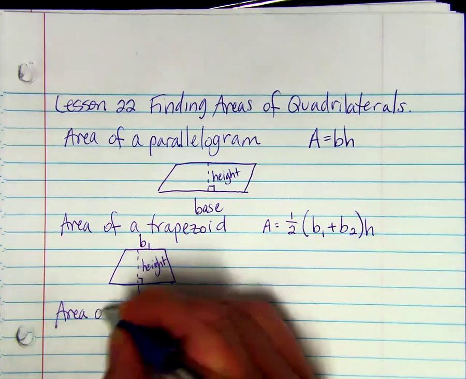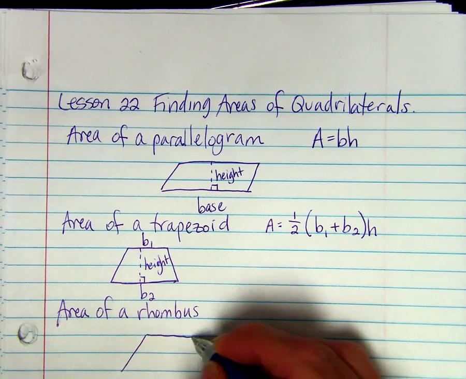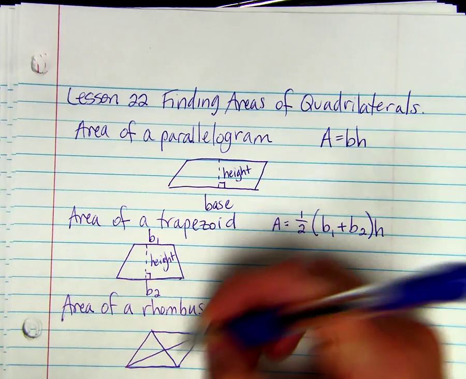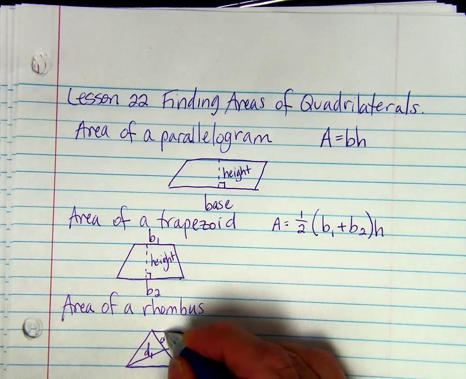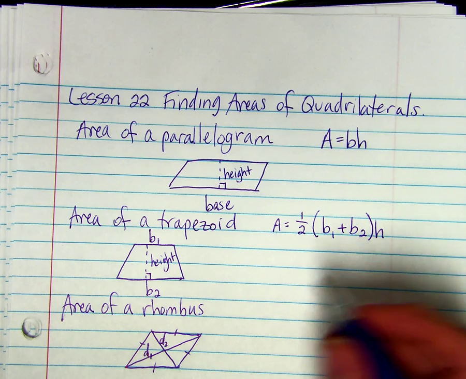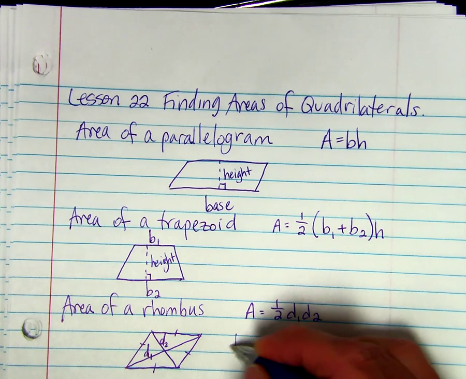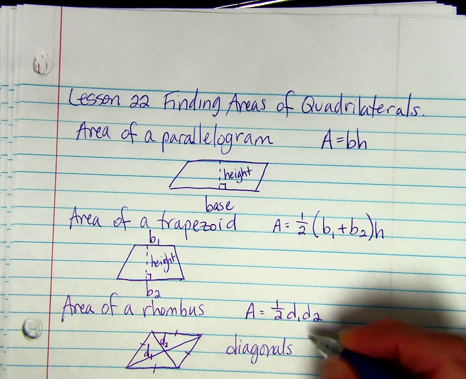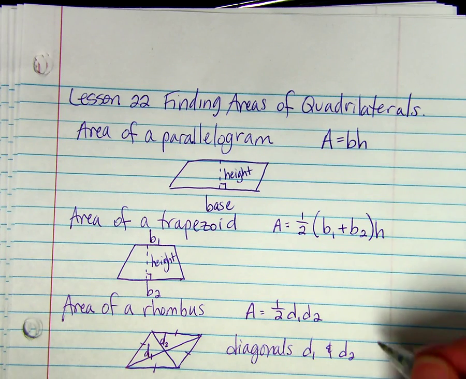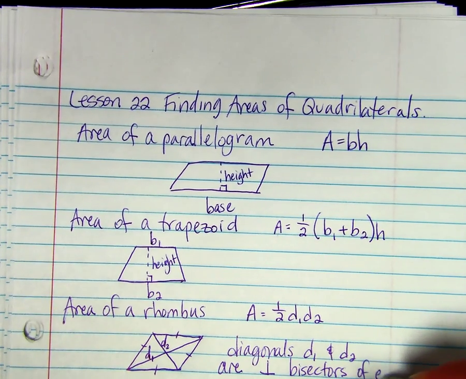To find the area of a rhombus, and don't forget, a square is a rhombus, so you can use this for squares also. If D sub 1 is one diagonal and D sub 2 is the other diagonal, you can just take half of the product of the two diagonals. Diagonal sub 1 and diagonal sub 2, or the two diagonals in a rhombus, are perpendicular bisectors of each other.